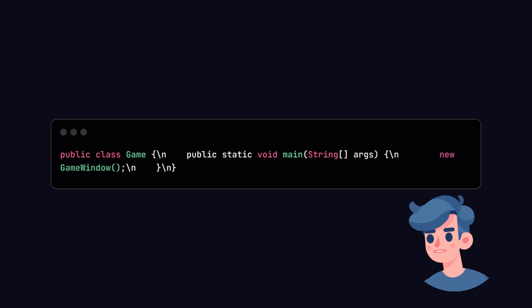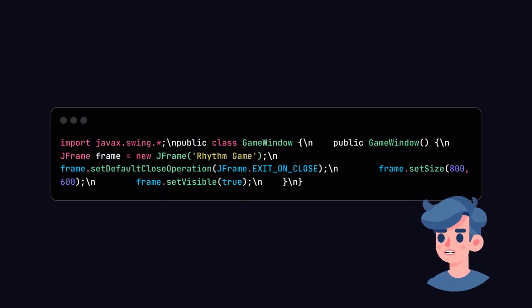Let's set up the basic structure. We will need a few classes for our game: Game, Game Window, and Game Panel. Let's start with the Game class, which will initialize the game. Here, we have a main function that initializes our game window. Let's create the Game Window class next. This class will handle the main window of the game.